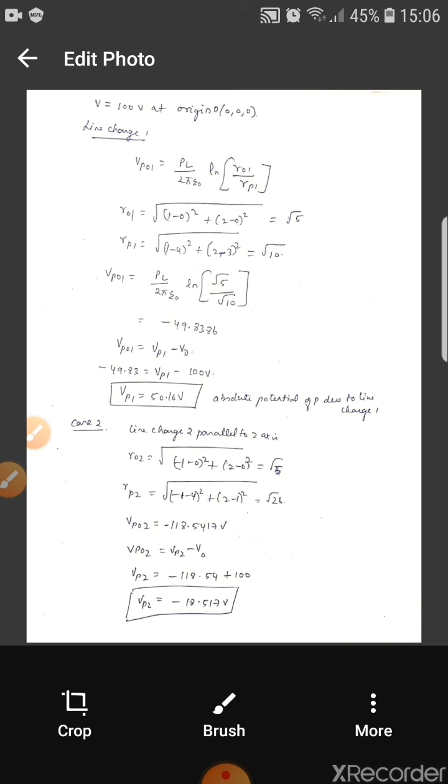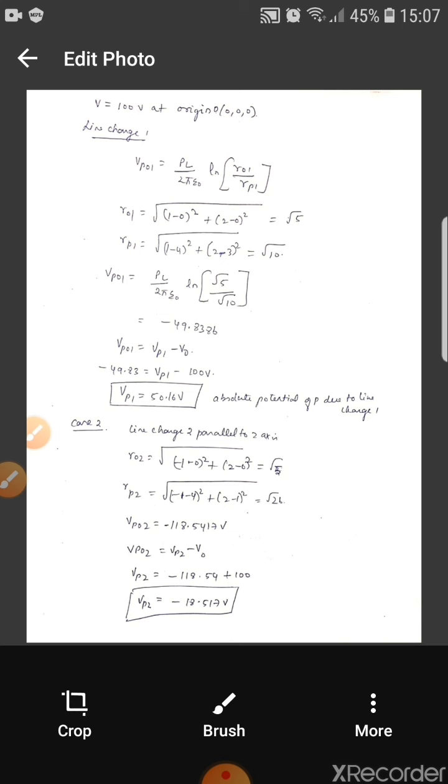So substituting this value in the above expression, you will be getting minus 49.3886, and next VP1 minus V0. So VP1 we do not know, we know what is our V0. V0 is equal to 100 volt, so we know what is VP1. So substituting this, we are going to calculate VP1. VP1 will be equal to 50.16 volt, that is nothing but the absolute potential of P due to line charge 1.